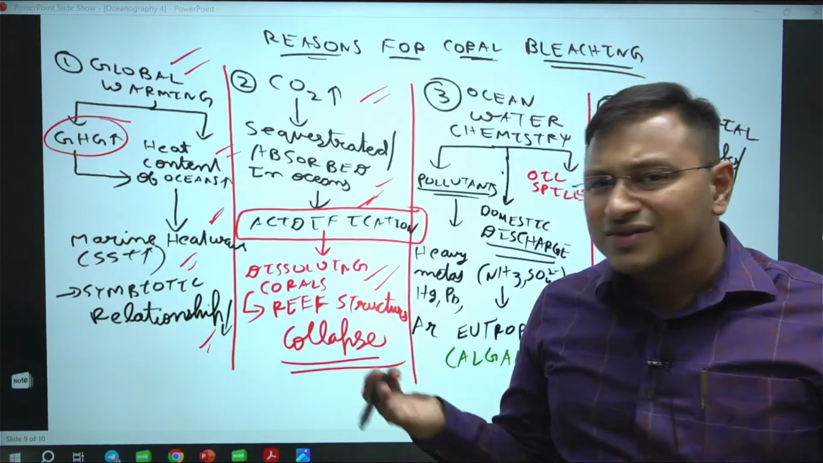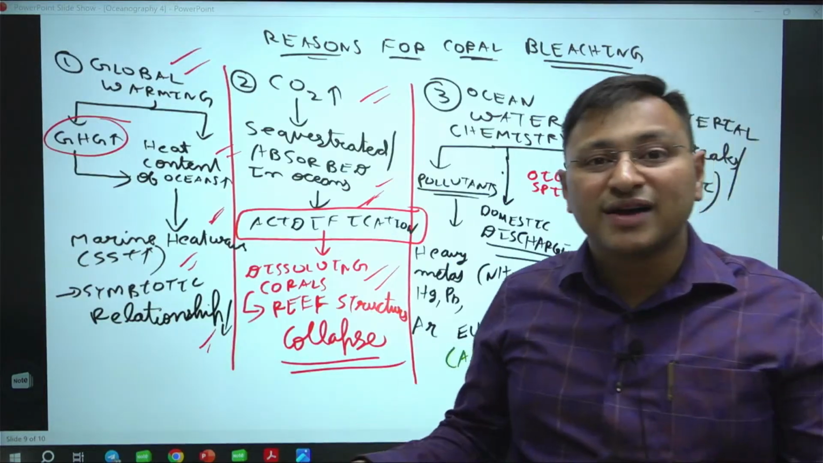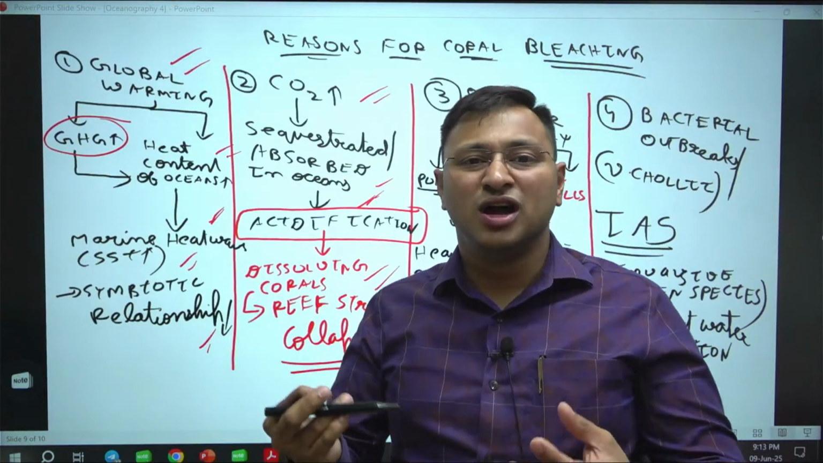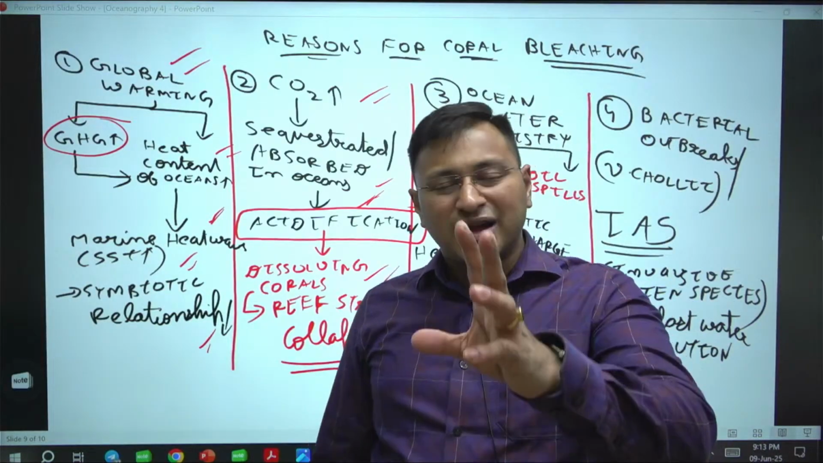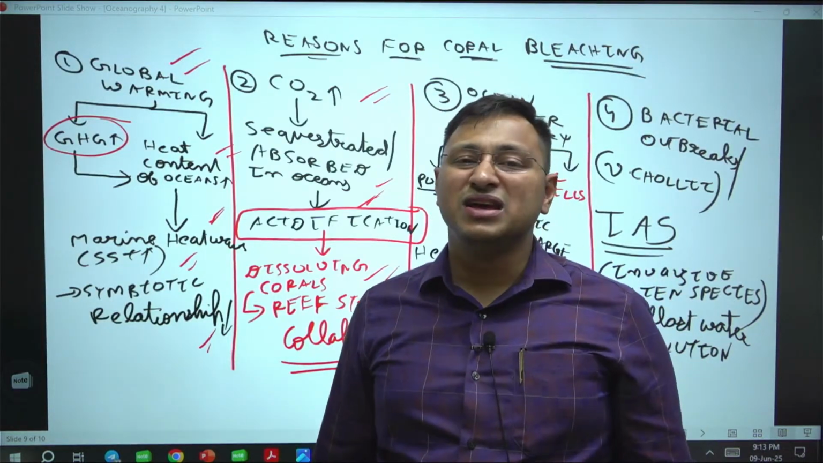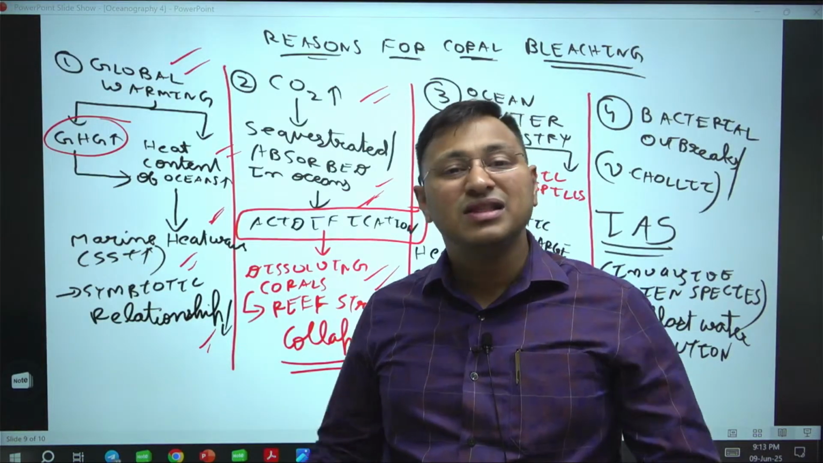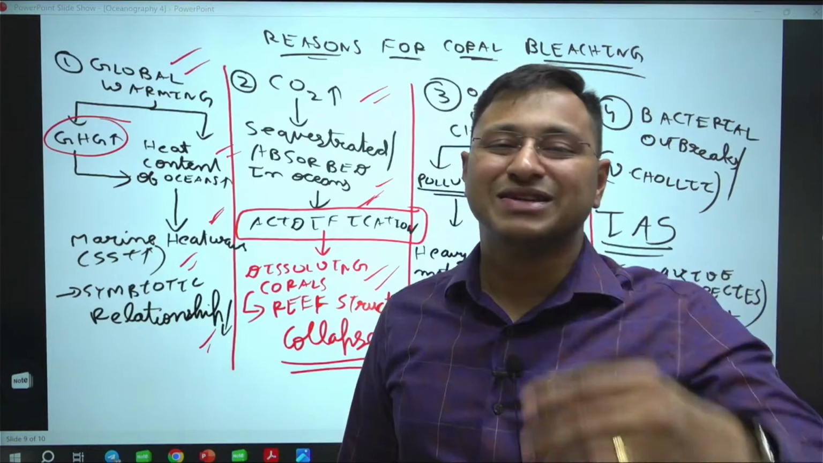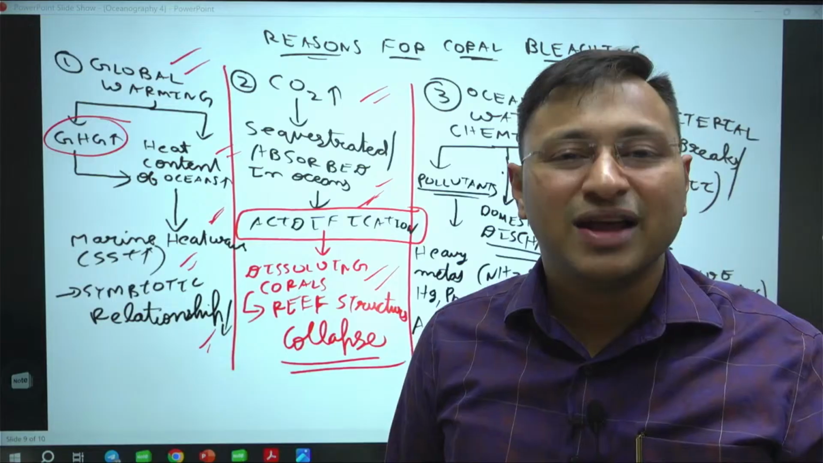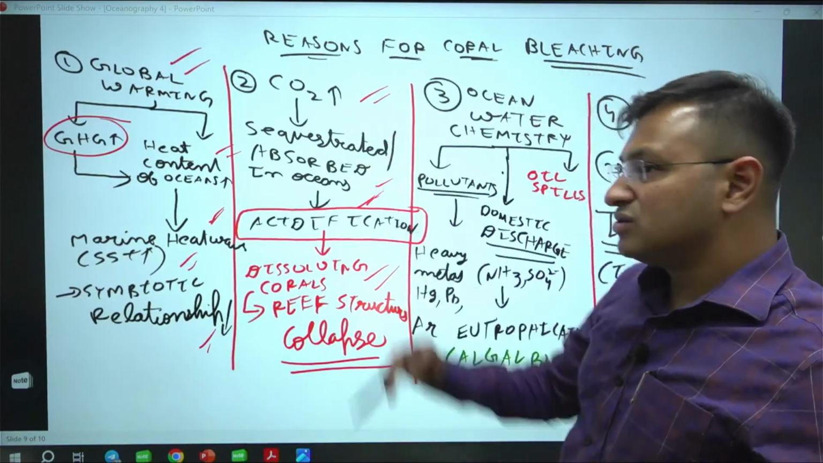So the coral reef structure collapses, and you do not have enough calcium salts to make the exoskeleton, because the bicarbonate ion will start reacting with calcium in the oceans. So there will be less calcium for the corals to make their exoskeleton. So number 2 is this.